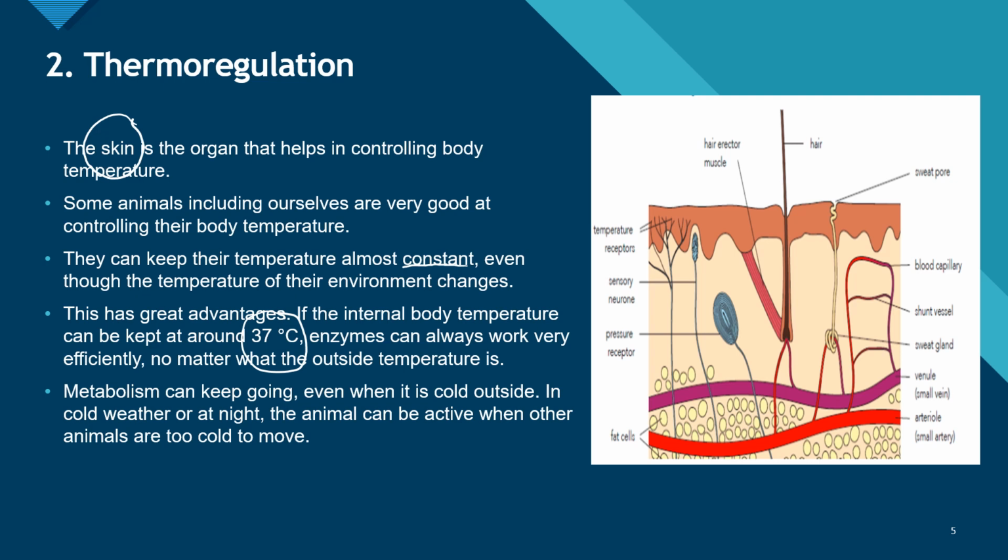In cold weather or at night, the animal can be active when other animals are too cold to move, because thermoregulation will help us maintain this 37 degrees Celsius. So the 37 degrees Celsius is not really changing, right? That's why even if it's cold outside, the body will do some things that will bring the temperature back to 37 to continue the metabolism that's happening in the body.